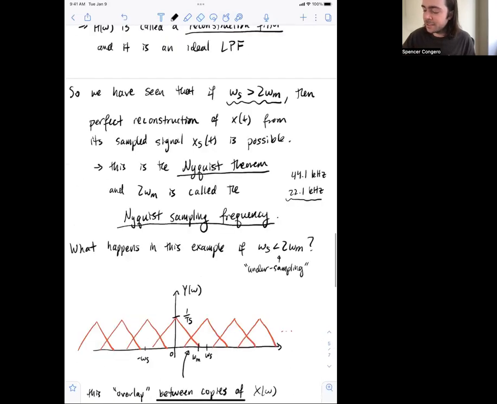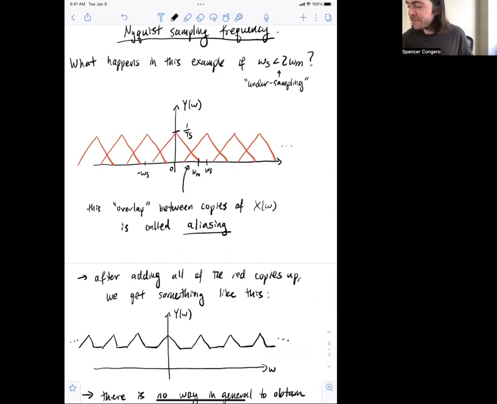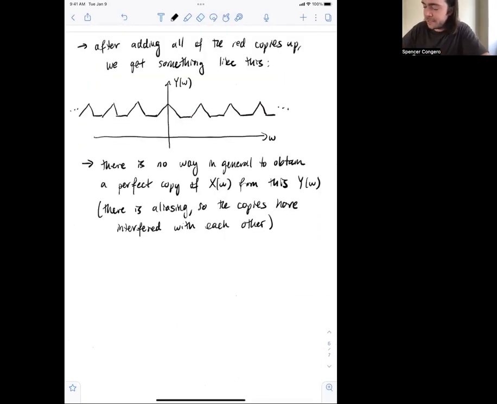But let's just see what does go wrong if our signal is not band limited, just to get a picture in our head. So what if X of omega is not band limited?